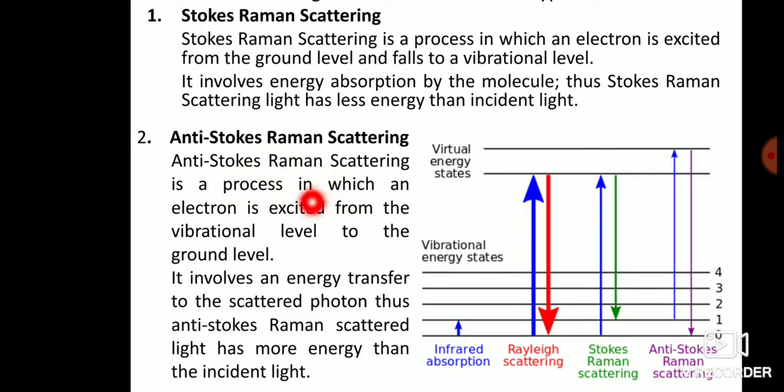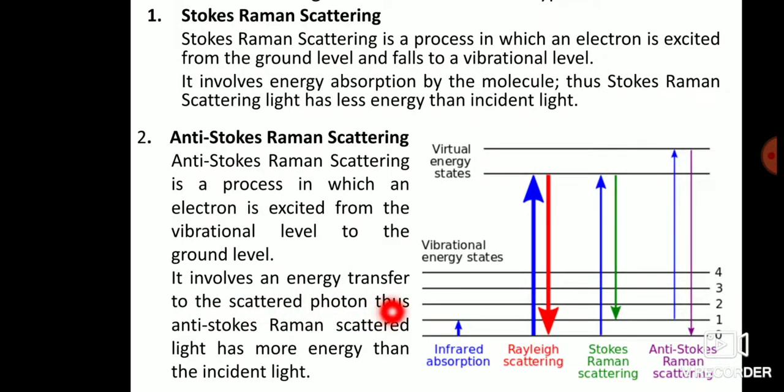Now what is anti-Stokes-Raman scattering? Anti-Stokes-Raman scattering is a process in which an electron is excited from the vibrational level and returns to the ground level. Here you can see that the electron is not present in the ground state, but at the vibrational level, right? It gets excited to the higher virtual energy state and then returns back to the ground level. In that way the energy is emitted, right? So energy is scattered. It involves an energy transfer to the scattered photon, and thus anti-Stokes-Raman scattered light has more energy than the incident light.